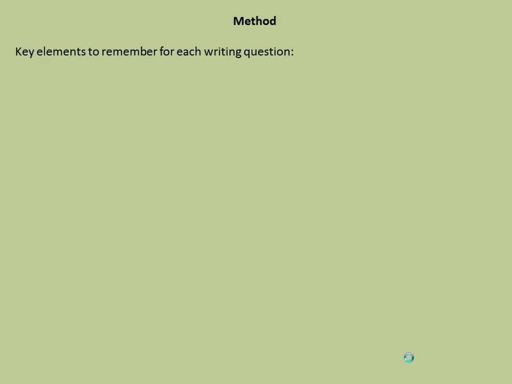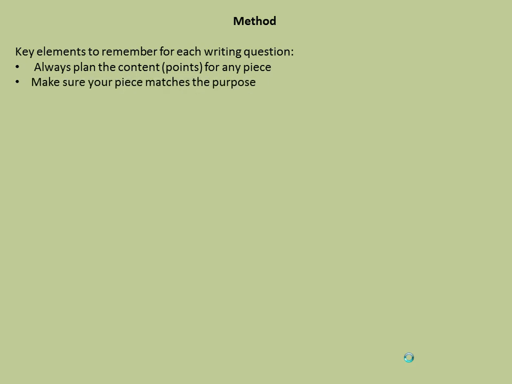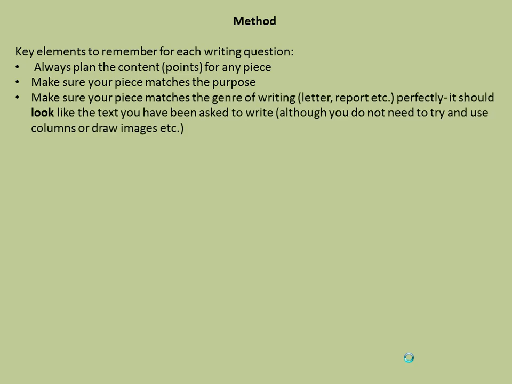Okay, now within any language paper, any paper that's assessing your writing, you need to make sure you include these elements in order to get perfect marks as well. So again, plan the content. I keep mentioning it because it's very important. Then we need to make sure it matches the purpose. So a newspaper article is always generally to inform. Make sure your piece matches the genre, so it has to look exactly like a newspaper article, although again remember we don't have to include columns.